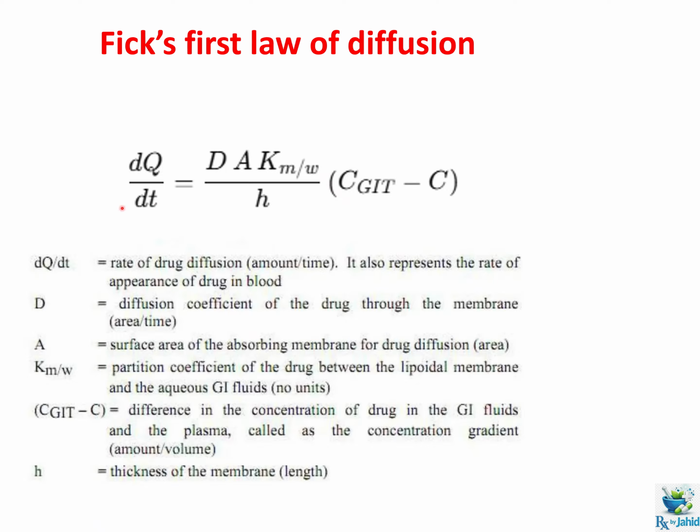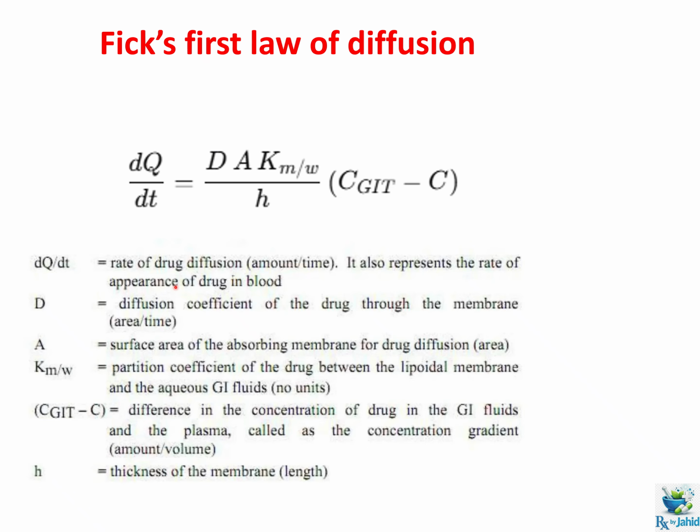We can say this is the diffusion rate, D is the diffusion coefficient, we know A is the surface area, K is the partition coefficient. The more lipophilic, the more would be the diffusion. This is the concentration gradient. The concentration in the GIT, this means the concentration in the blood. There should be a gradient all of the time. So these are all proportional to the diffusion rate.